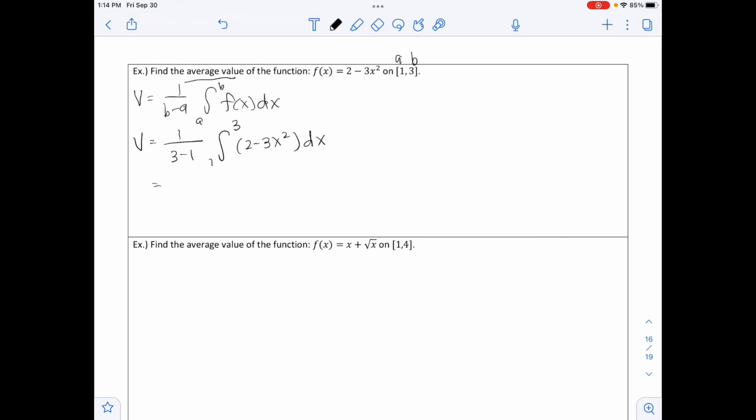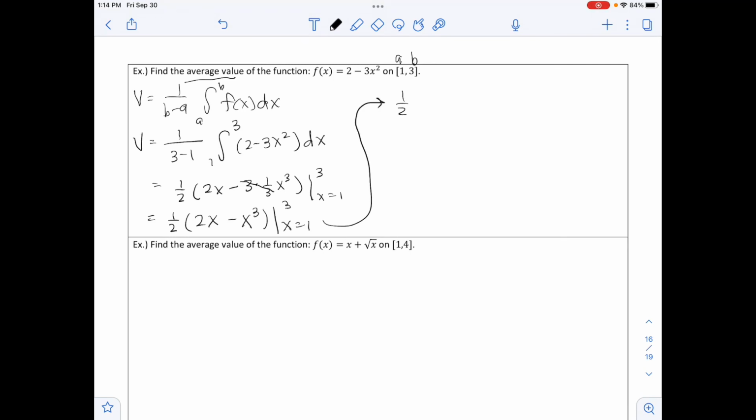And then simplifying this, we're going to get 1 over 2, and we can integrate this, so we get 2x minus 3 times 1/3 x cubed. And again, evaluating this from x equals 1 to 3. So we can simplify this a little bit. First of all, the 3's would reduce here. And we have 1/2 times 2x minus x to the third. And again, evaluating from x equals 1 to 3.